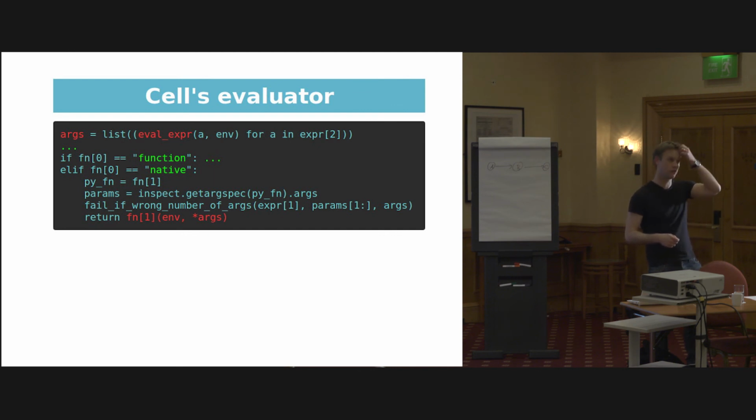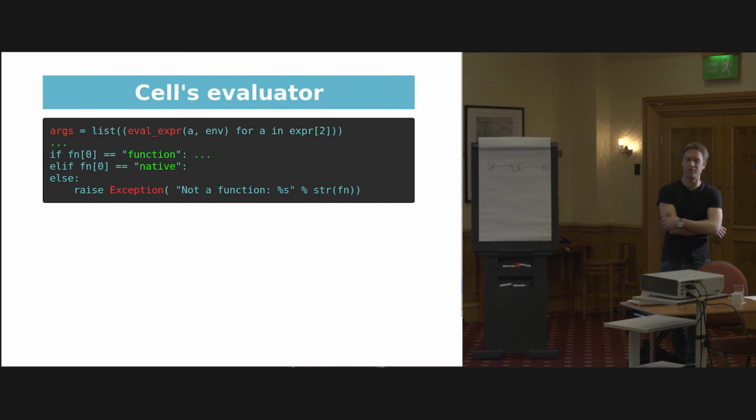So the Python function, for example, if, doesn't just take in the 3 arguments we've seen, it takes in cell, it takes in this extra argument at the beginning, which is the environment in which it's operating. I really wish I could show you that. It's there somewhere. We can look at it afterwards if anyone's interested. And if we're trying to call something that's not a function or a native function, we throw.